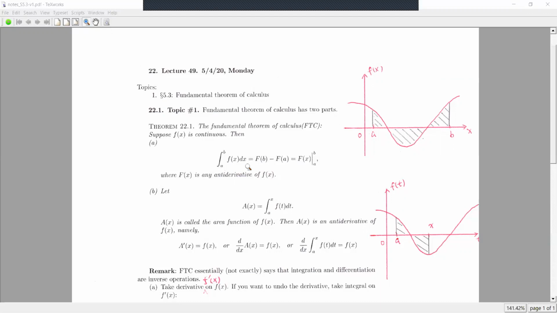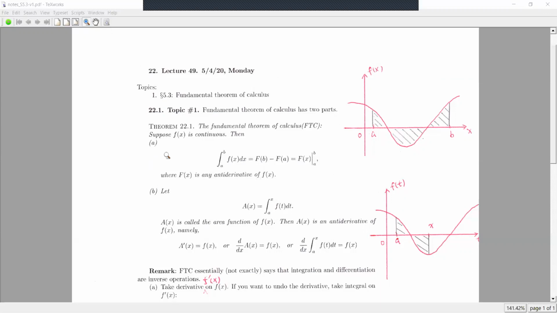So part A says that to compute a definite integral, we don't need to go back to the definition of integral. Definition of integral is tedious. It has 4 steps. Take a review. Step 1, cut the interval AB into subintervals, then build up rectangles. Then make a sum of the areas of all the rectangles. Then take limit. Tedious.